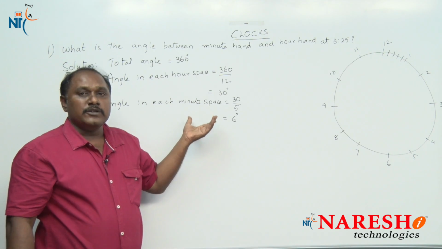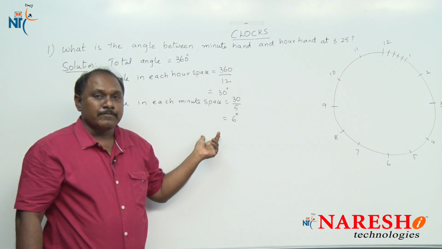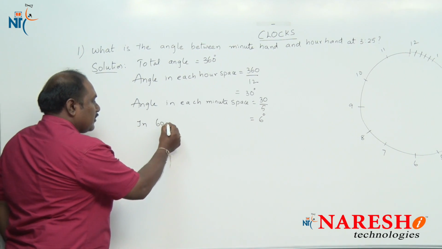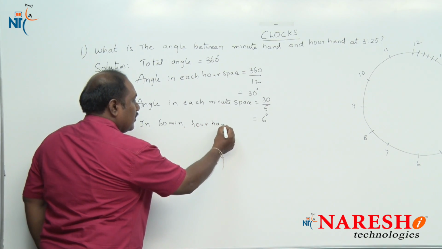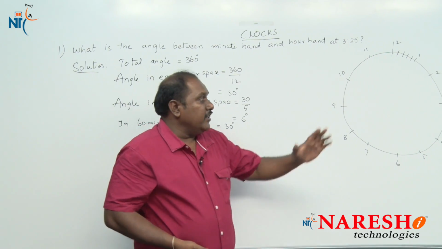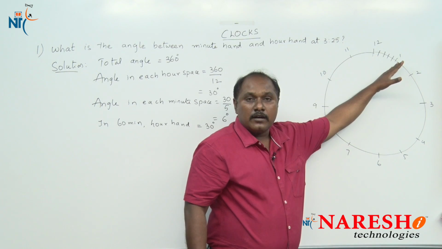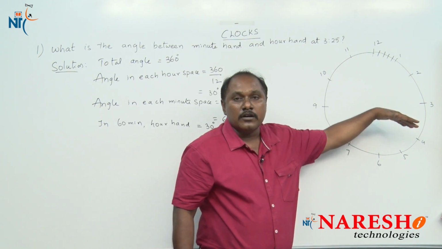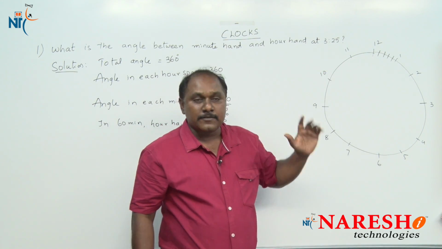Now the point which will help us to answer this question without using a formula. Now the point here is in 60 minutes, that is in 1 hour, the hour hand rotates through an angle of 30 degrees. If suppose the hour hand is at 12, after 1 hour it will be at 1, again after 1 hour it will be at 2, again after 1 hour it will be at 3 and so on. So for every 1 hour the hour hand rotates through an angle of 30 degrees.